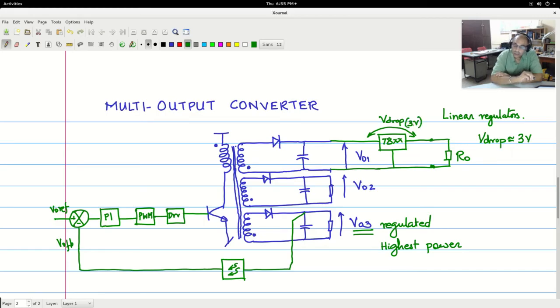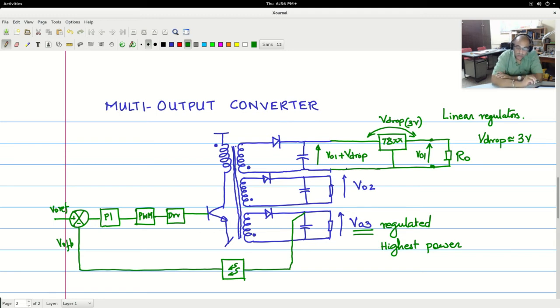the regulator, which would basically mean if your output spec here is V01, the spec at the output of the DC-DC converter here should be V01 plus V drop of the regulator. So if it is 3 volts, it will be V01 plus 3 volts.